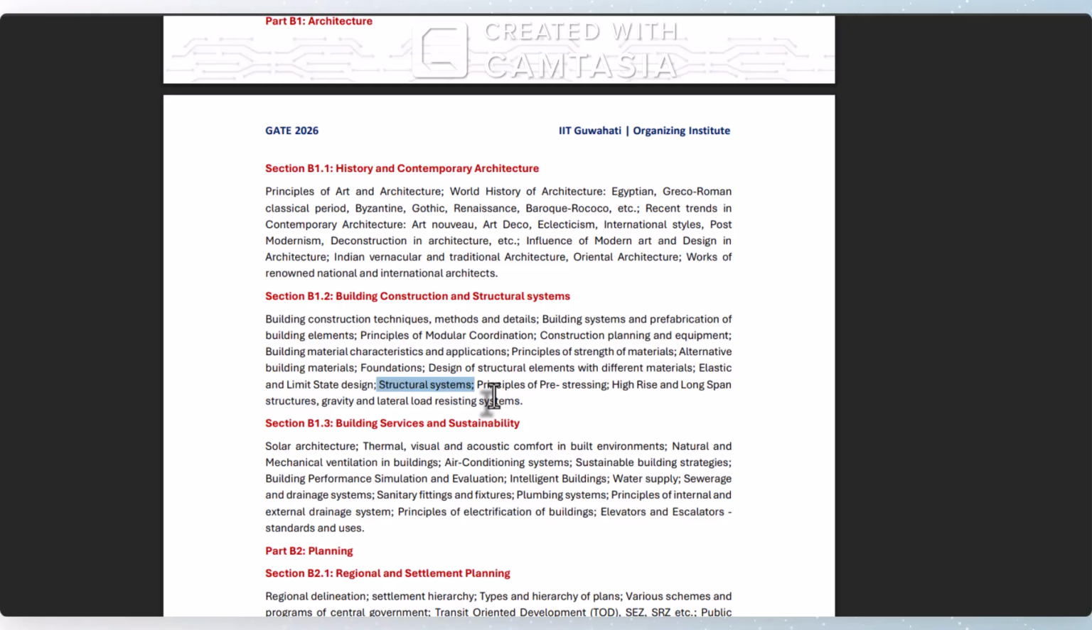So, this was the breakdown of building construction system in GATE 2026 AR part.